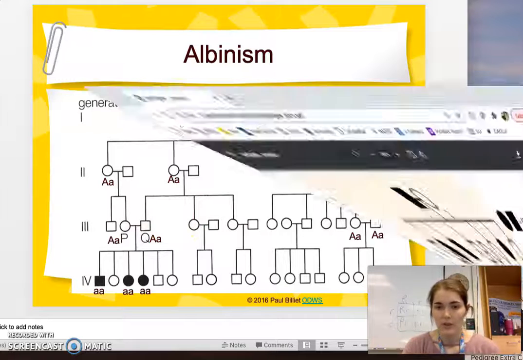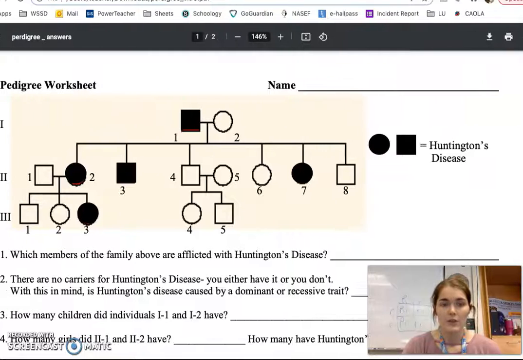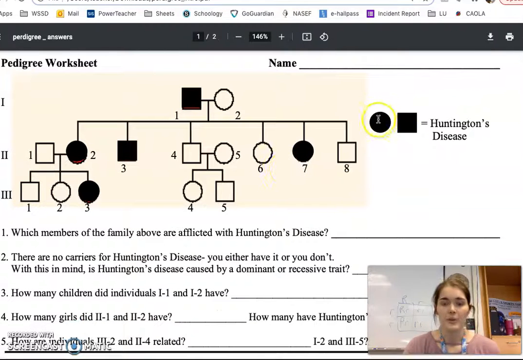So what you're going to work on today is this. This first part shows you, okay, you have a man, square, and a woman, circle. Being filled in means you have Huntington's. A man with Huntington's marries a woman who does not have Huntington's. They have 1, 2, 3, 4, 5, 6 kids. 3 of their kids have Huntington's.